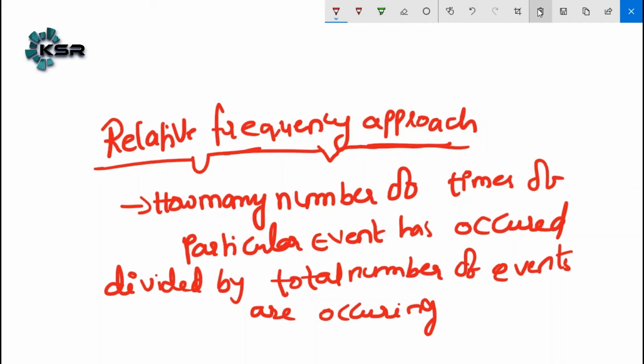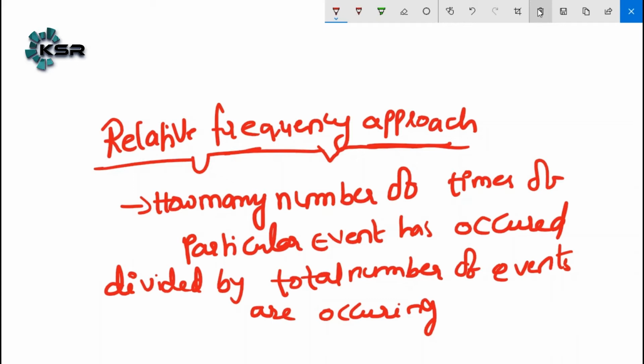This is called the relative frequency. If you remember, we discussed relative frequency when we discussed the frequency table. There, what do we mean by relative frequency? The frequency of a particular class divided by the total frequency. That is called the relative frequency.